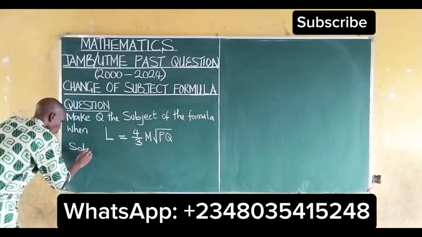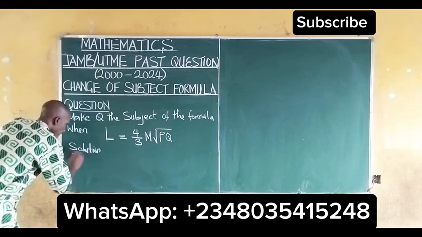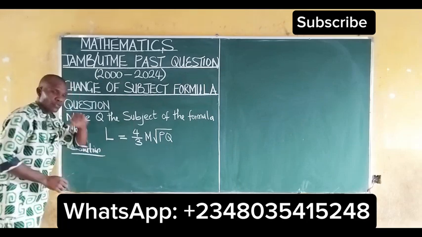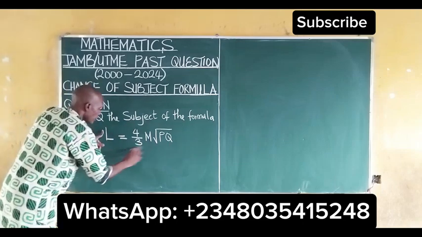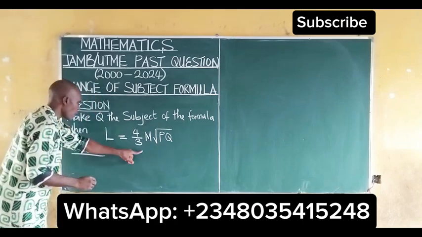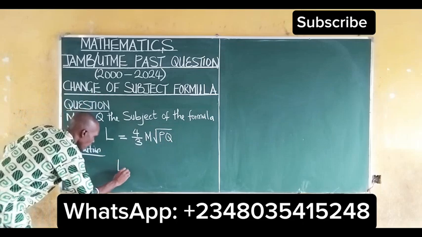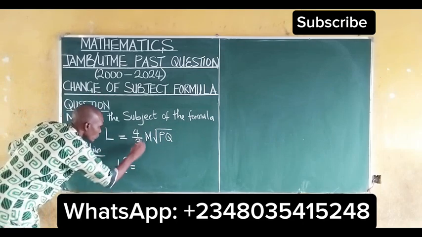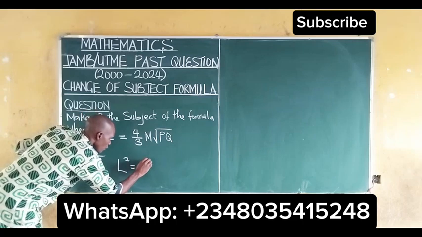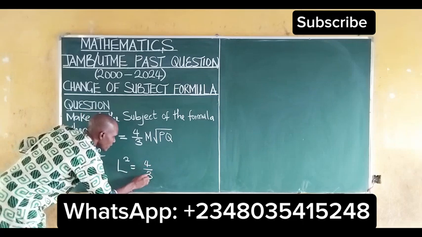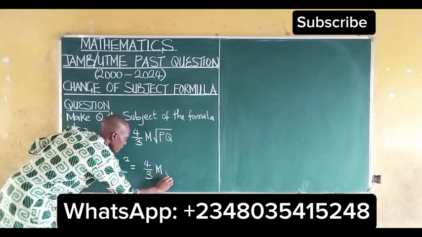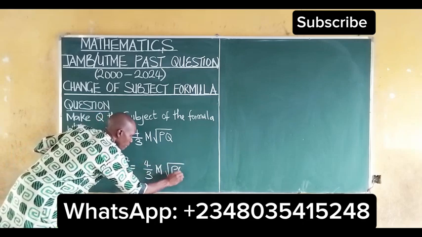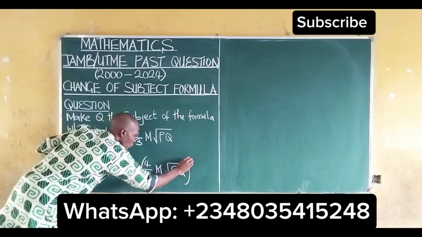Solution. The first thing to do is to square both sides of the equation. If we square both sides of the equation, we have L squared equal to 4 all over 3 m square root of PQ, all squared.